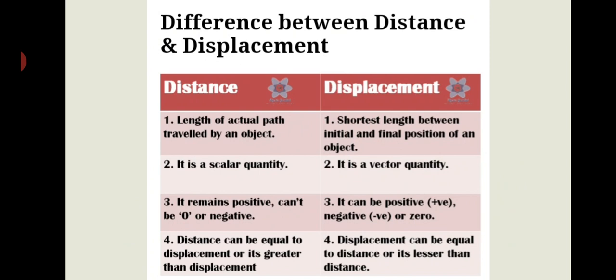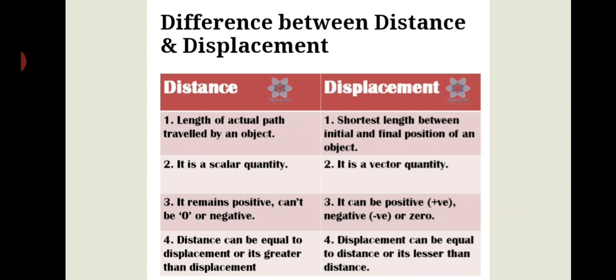Now, the difference between distance and displacement. Distance, the length of the actual path traveled by an object is called distance. Displacement, the shortest length between the initial and final position of an object is called displacement. Distance is a scalar quantity. Displacement is a vector quantity.